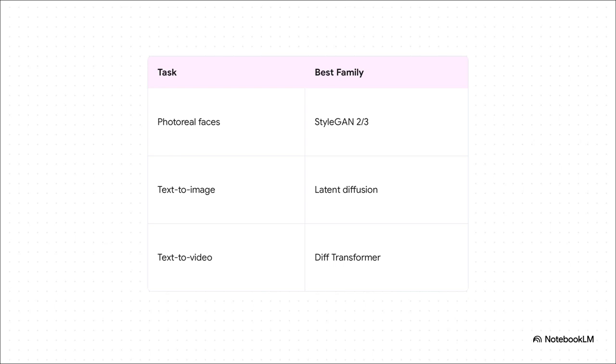But if you need general text-to-image, latent diffusion paired with flow matching definitely takes the crown. And text-to-video, that space is completely dominated right now by diffusion transformers coupled with flow matching.